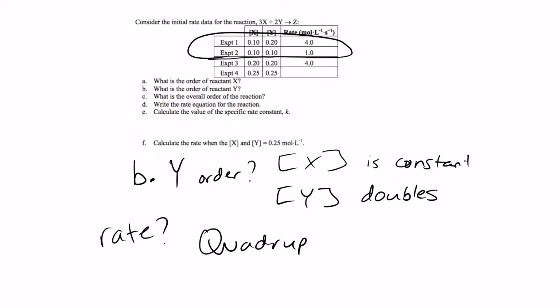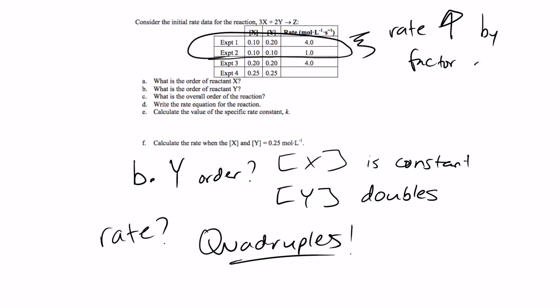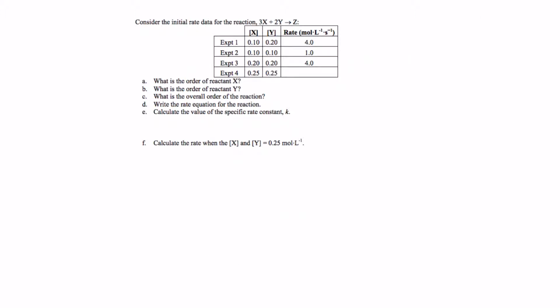We see that the rate is actually quadrupling when you compare experiment 2 to experiment 1. It's going up by a factor of 4. So let's think about that. X is constant, Y was doubled when we compare experiment 2 to experiment 1, and the rate quadrupled. It didn't even double. It didn't even go up at the same rate. So that has a particular meaning.